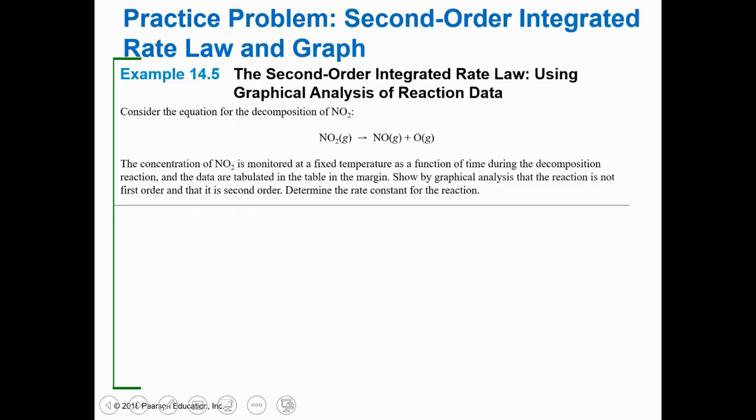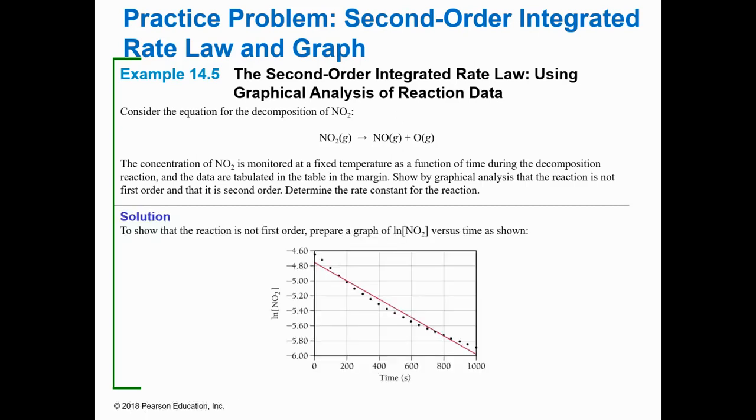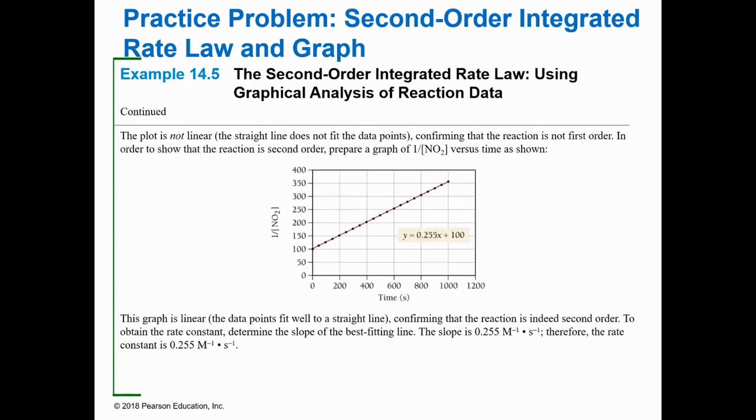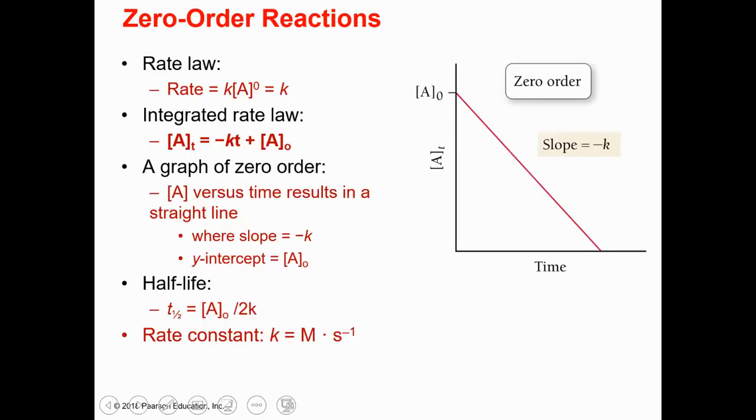Okay, so here they want us to do graphic analysis. They must have given us some data, which we didn't see. So we show it's not first order by graphing. It's not. So the ln graph didn't work. So then we graph 1 over [A]. We see that the reciprocal graph does work. And then they wanted us to extrapolate the data. Remember, k is positive 0.255.